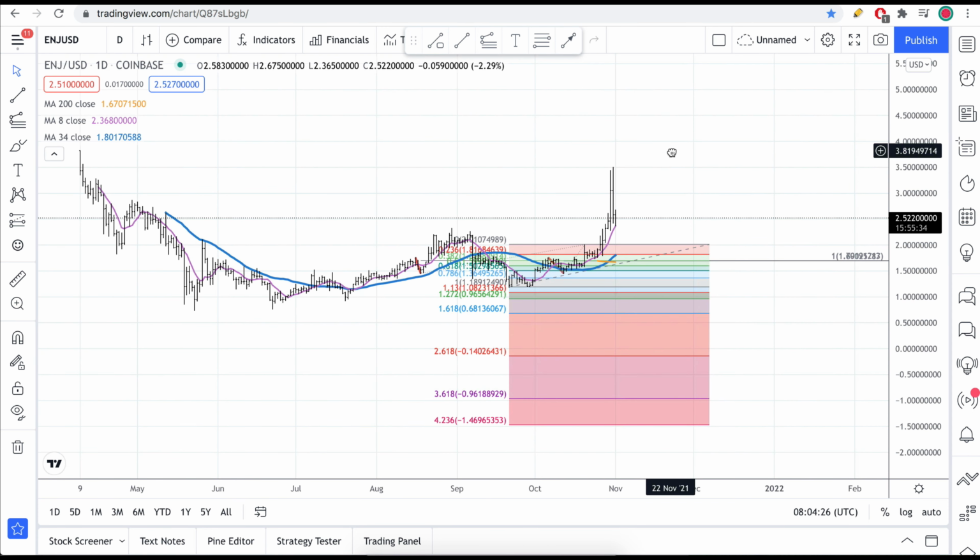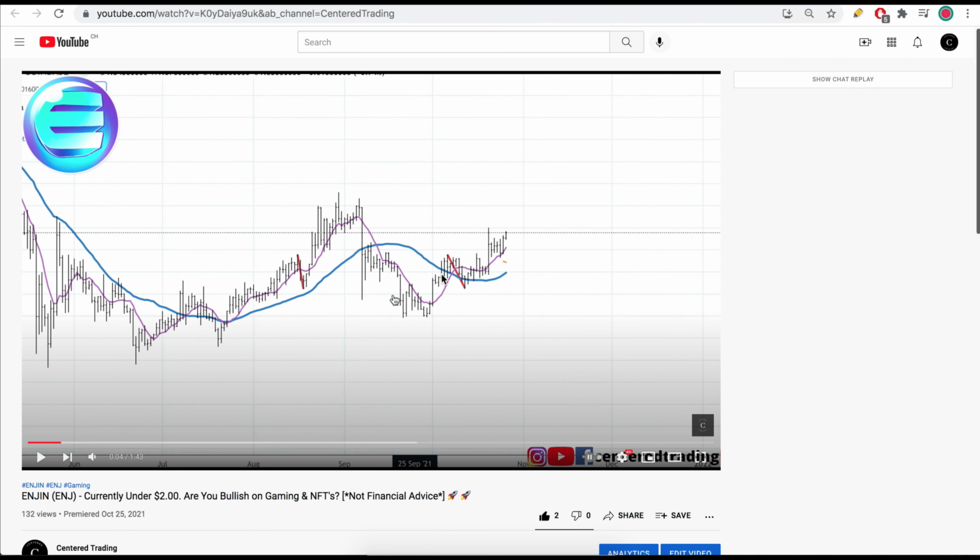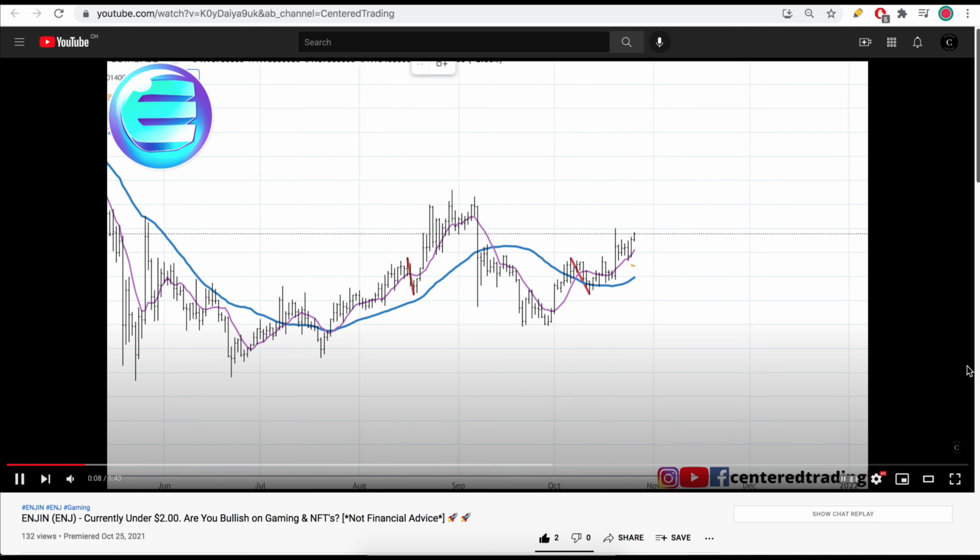ENJIN on the daily chart. Since my last video, we had a nice move for the upside. I want to go over the video that I made a couple days ago. Let's just watch this. I'm looking for other pullbacks that are very similar in dollar amount.